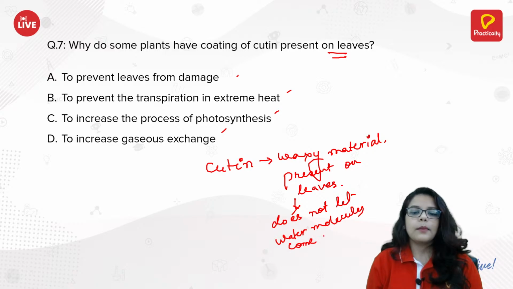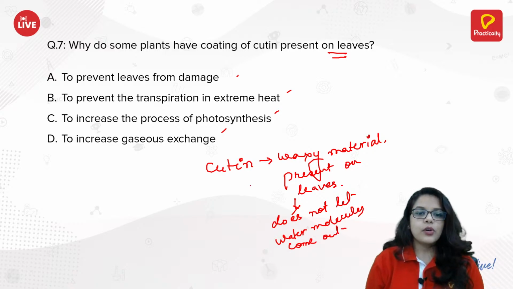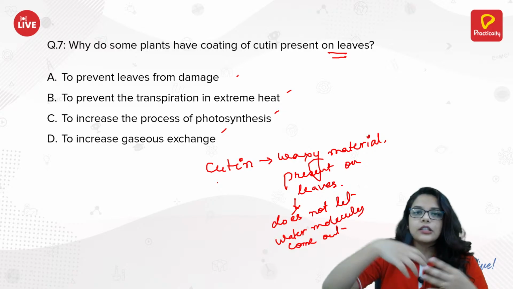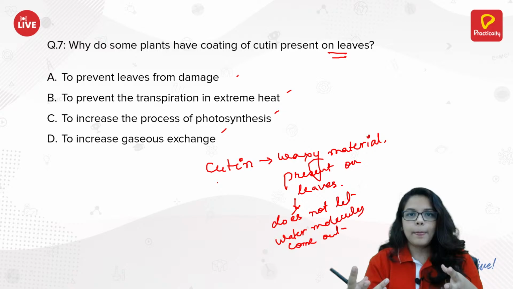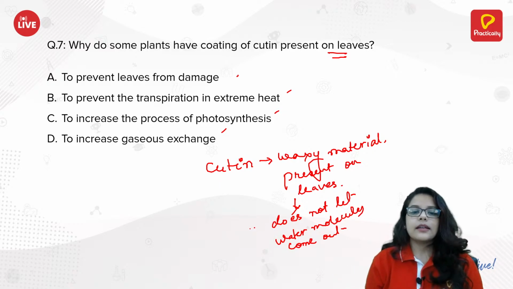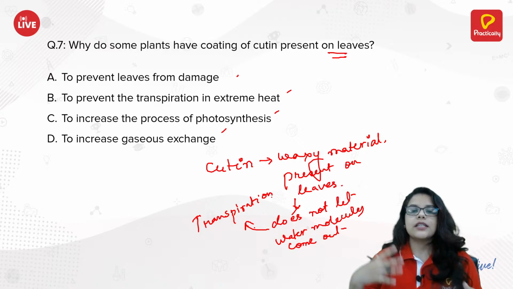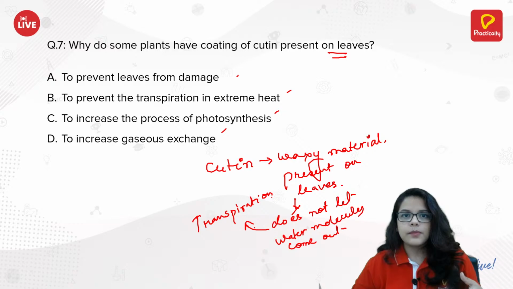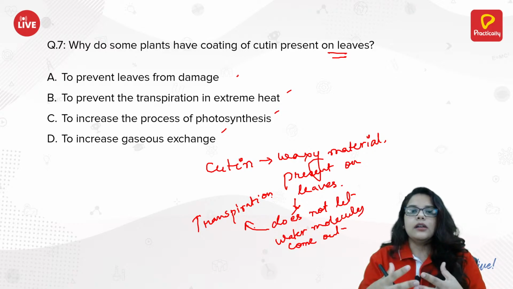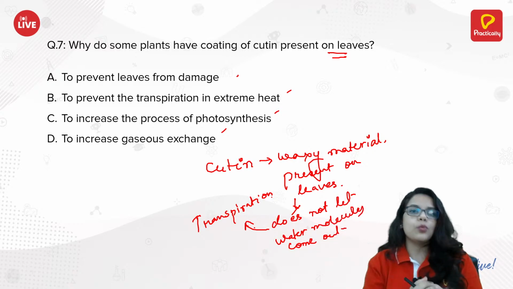So this is what happens when there is cutin. It does not let the water molecules come out. So what happens? There is no transpiration. Just 5 minutes back, I told you what transpiration means. Transpiration is the evaporation of water from the stomata of the leaves. That is where the plants lose water.